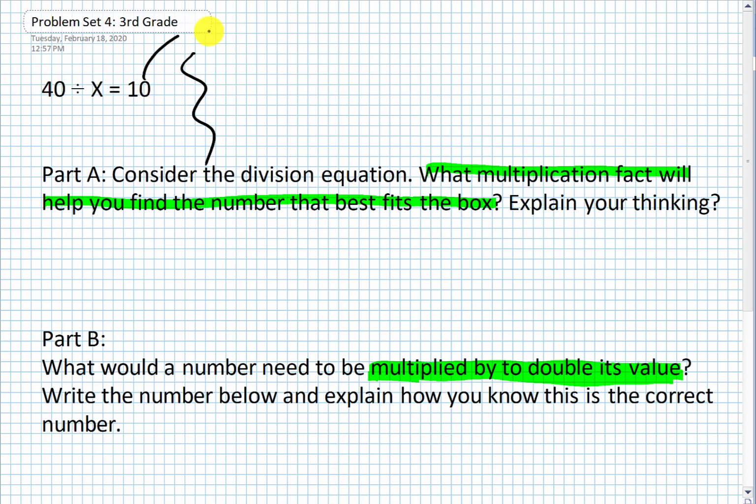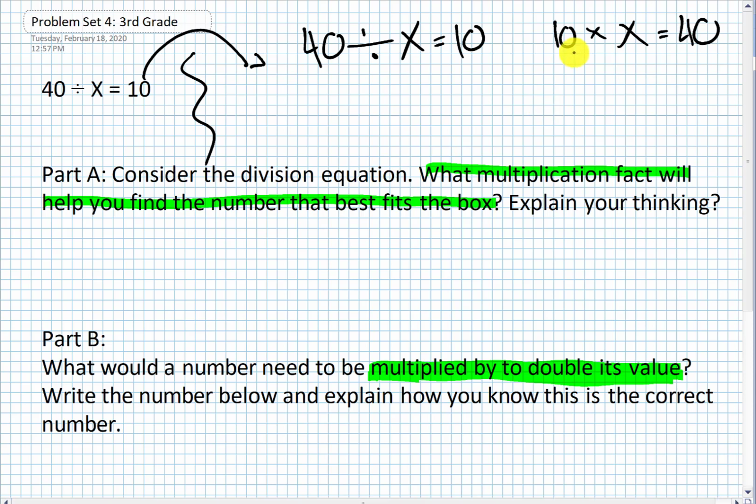So to help you think through that, let's just come over here. 40 divided by our missing number equals 10 is related to 10 times our missing number equals 40. When we look at it this way, I think it's pretty clear and pretty obvious that the missing number is 4. And we'll just go ahead and write x equals 4 here.